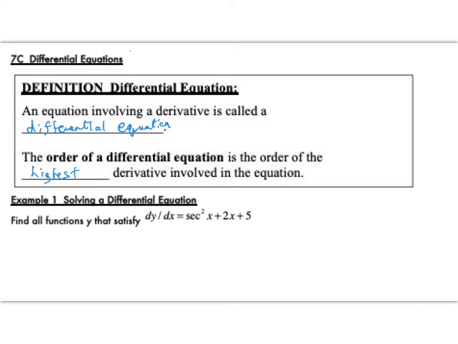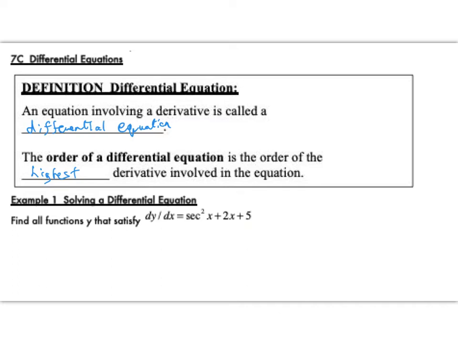Now, in Calc 1, we're going to just kind of confine ourselves mostly to what are called first-order differential equations. And they take just one antiderivative to solve, and fortunately, they're pretty straightforward to do. And the good news is that you've had a little bit of expertise in doing these already. So we're going to start out with a simple example here, and we're going to find all functions y that satisfy dy over dx is equal to secant squared x plus 2x plus 5.